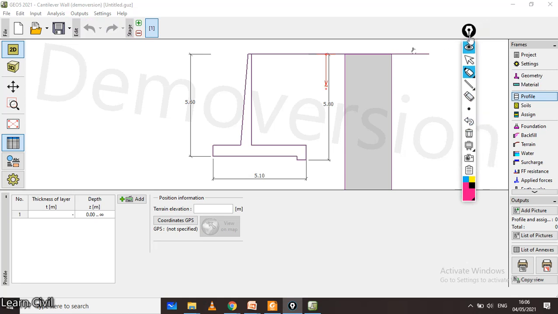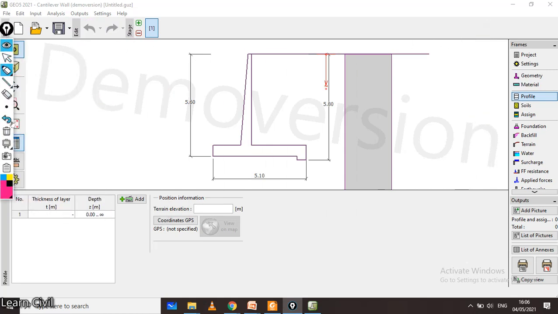On the right hand side you can see a lot more options are given here. First is project, where you can provide the information of your project. The second one is settings, here you can select the code which you require to design. Then you have the third point, that is geometry. This can be used for selecting the type of retaining wall or whatever structure you are designing.